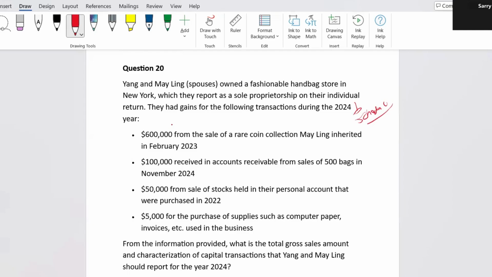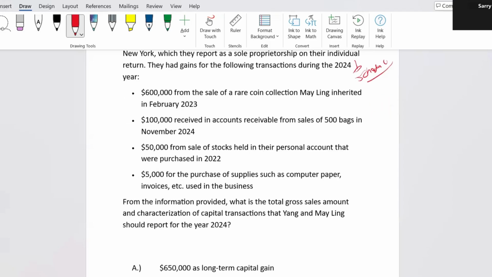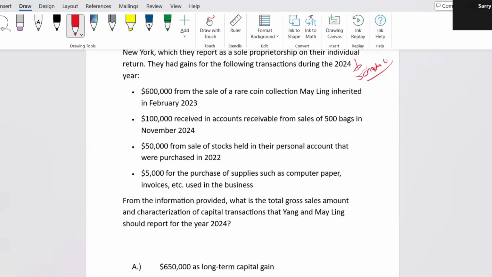They had gains for the following transactions during the 2024 year. $600,000 from the sale of a rare coin collection that May inherited. $100,000 received in accounts receivable from the sales of 500 bags in November 2024. $50,000 from the sale of stocks held in their personal account that were purchased in 2022. $5,000 for the purchase of supplies such as computer, paper, invoices, etc. used in the business. From the information provided, what is the total gross sales amount and characterization of capital transactions that Yang and Mei Ling should report for 2024?